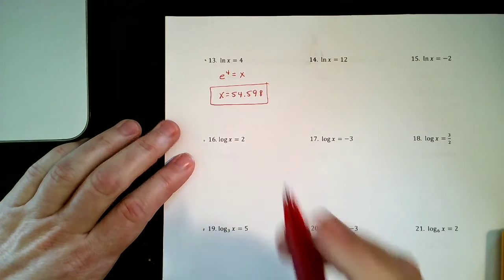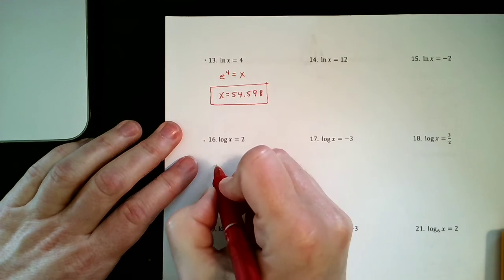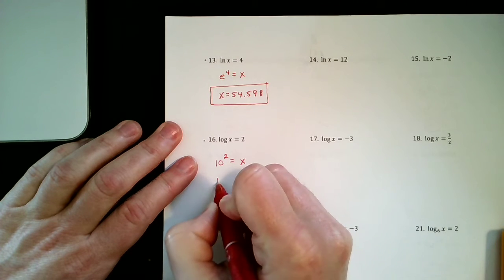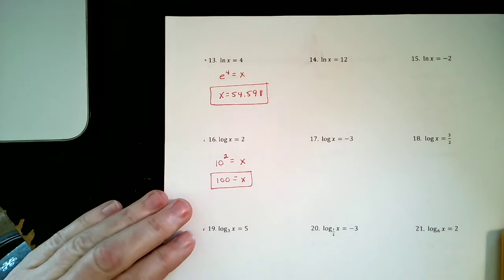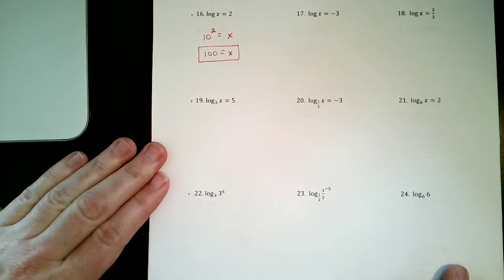Let's do number 16. What's the base here in this problem? If you said 10, you are correct. 10 to the 2nd power is equal to x. Therefore, x equals 100. Okay, 2 more problems. I might keep this under 7 minutes.